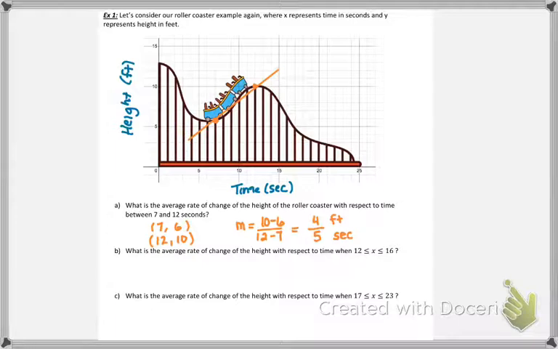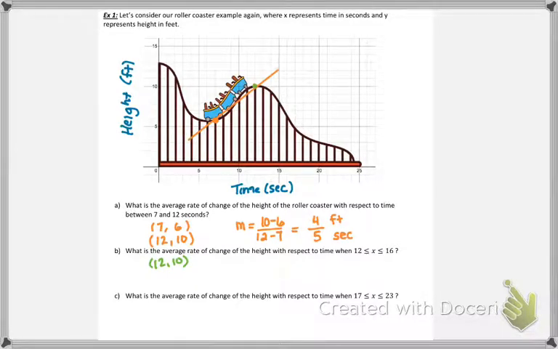Now, let's look at another interval. Okay, what is the average rate of change of the height with respect to time when x, which represents time, is between 12 and 16 seconds? So just written in a different way as an inequality, but let's consider that now. At 12 seconds, we had already said it's at 10 feet, right? So that's this point that we're going to reuse again.